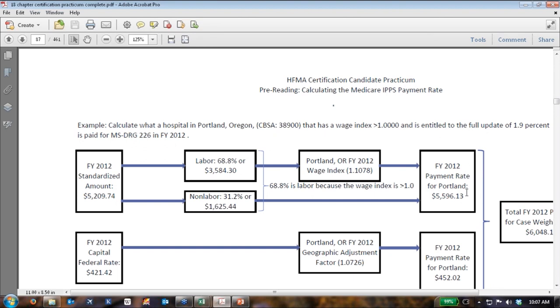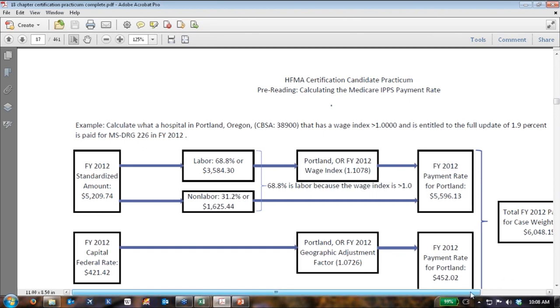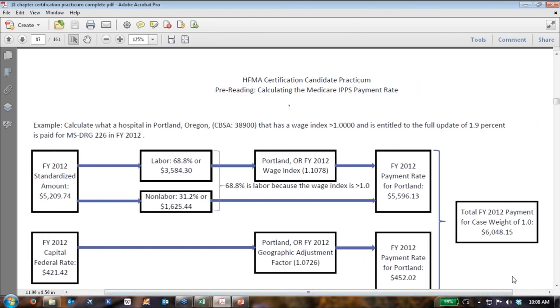So you add these amounts together, you come up with the payment rate for Portland for labor and non-labor costs, and you inflate the capital federal rate by a hard hat index, which is different from the wage index. It is based on CBSA also, and you add them together and you come up with a payment for the case weight of one. Now, I don't know if there is a DRG that exactly has a case weight of one, but if there were, this is what a hospital in Portland in fiscal year 2012 was paid for that imaginary case.